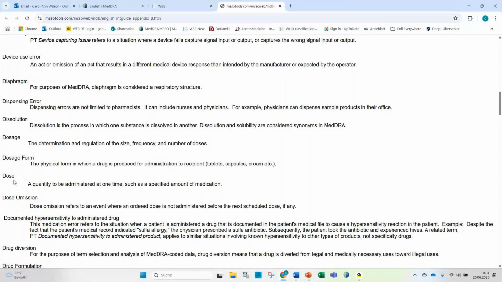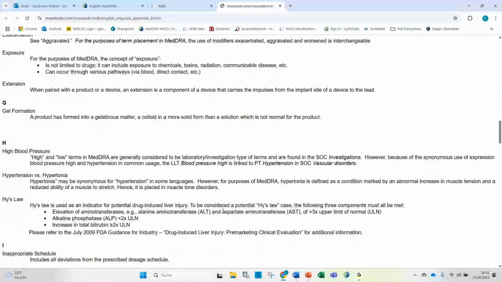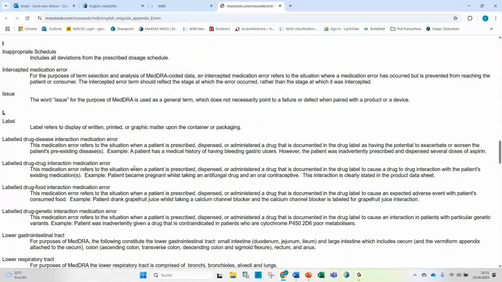So dose always refers to the single dose, whereas dosage refers to the determination and regulation of the size, frequency and number of doses, so the duration of treatment. So it's a combination term that relates to not only the dose, single dose, but also the schedule and the duration of treatment. What is a dose omission? Refers to an event where an ordered dose is not administered before the next scheduled dose, if any. And high blood pressure, let me look to see label drug disease interaction medication errors, very specific terms.